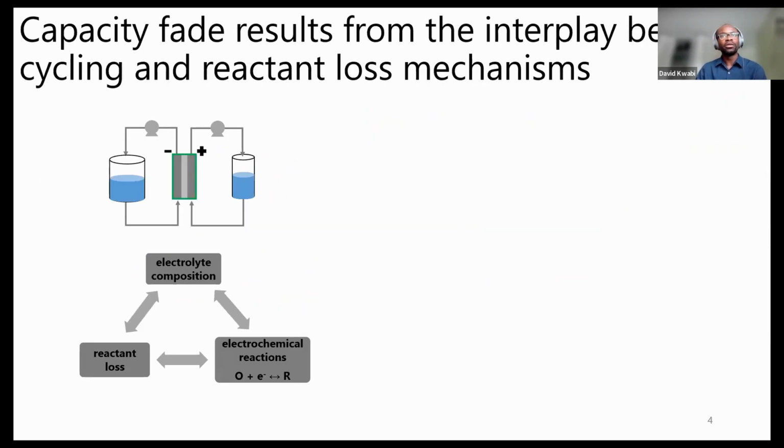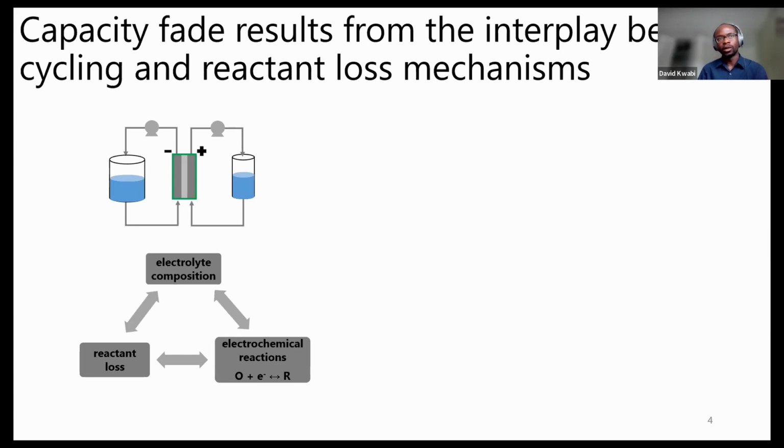So one mechanism for capacity loss in these systems is, of course, crossover, where one molecule from one electrolyte tank essentially diffuses across your electrochemical cell to the other. But it turns out that for most of the chemistries that I showed in the previous slide, degradation or decomposition of the molecules is what really drives capacity fade.